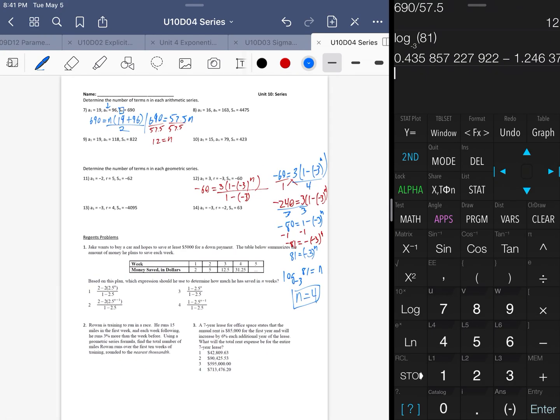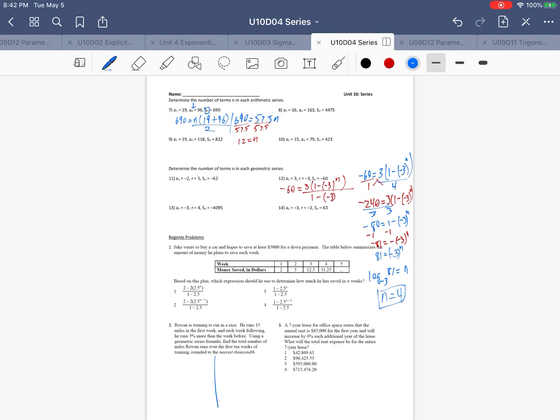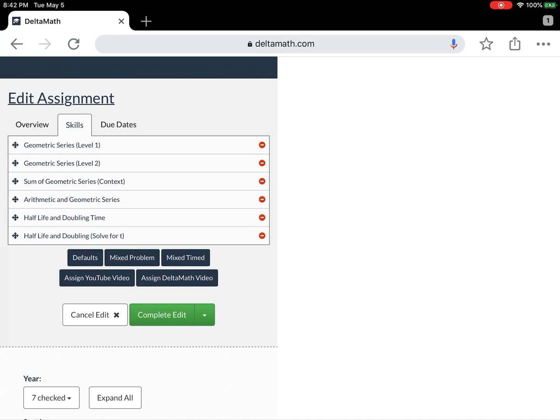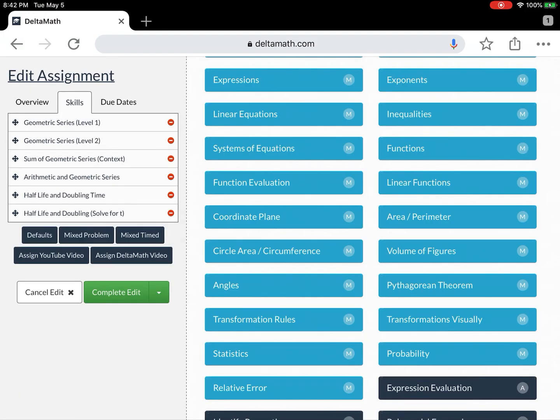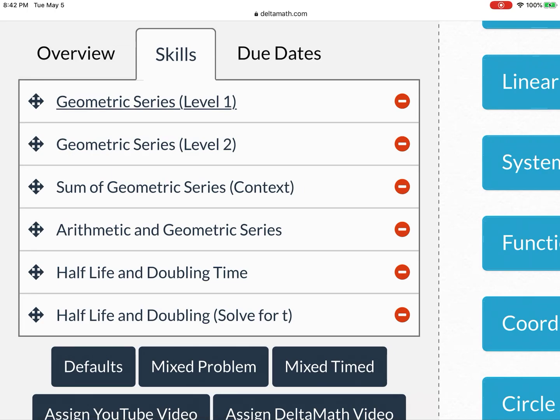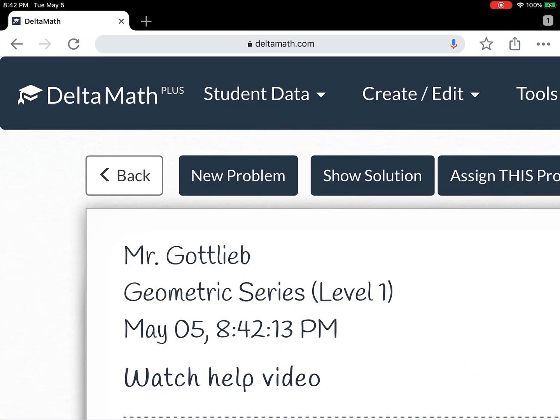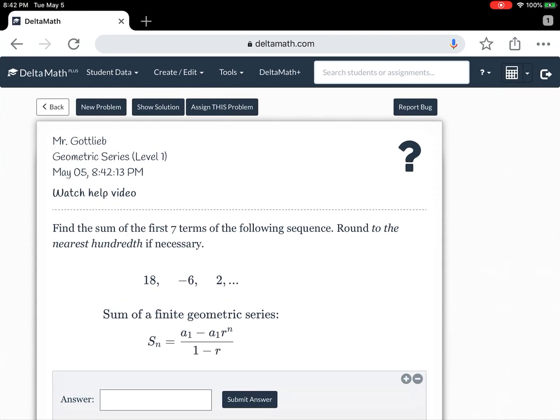The remaining problems are all geometric series from the Regents exam, and you can try those on your own. And there are some problems to do on Delta Math. I will pull up Delta Math now and just take a quick peek at what they are. And these are the problems we have to do. We have a few more examples this time. So geometric series level 1. Okay, so you're asked firstly to find the sum of the first 7 terms.